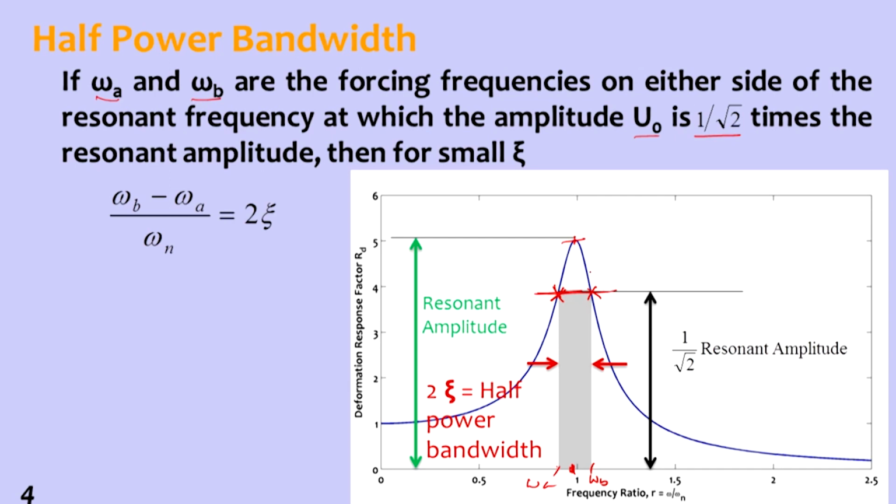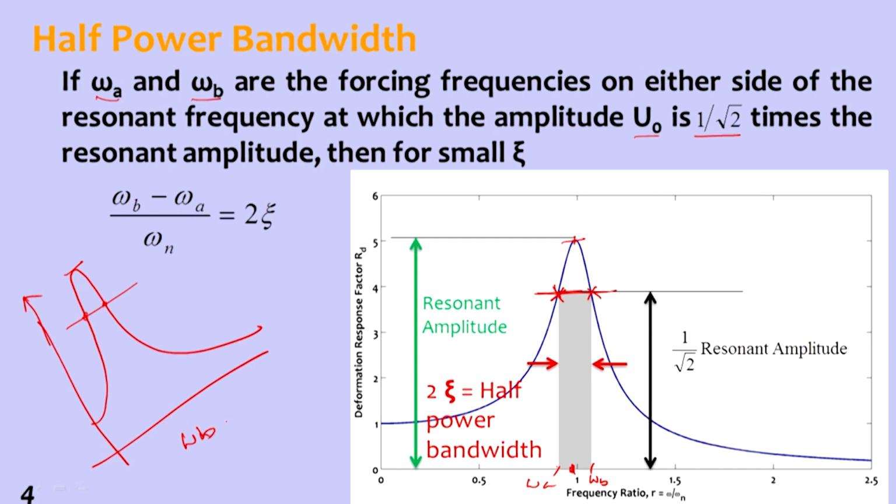Let me explain once again. We have this resonant response curve, and this is the peak. Take that peak value and multiply by 1 by root 2, mark a line, and it meets the curve at two points. One is omega A and the other is omega B. So omega B minus omega A divided by omega n is a known value, and that is equal to 2 times zeta. So with this curve also we can find out the damping present in the system.